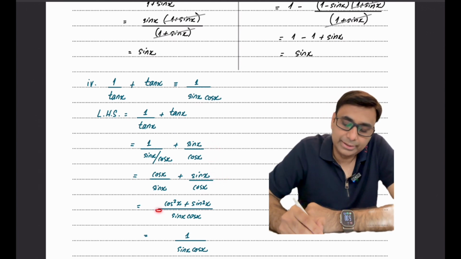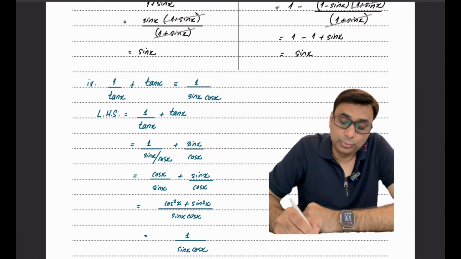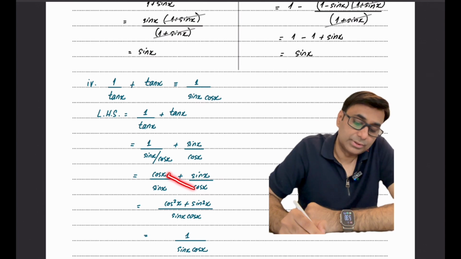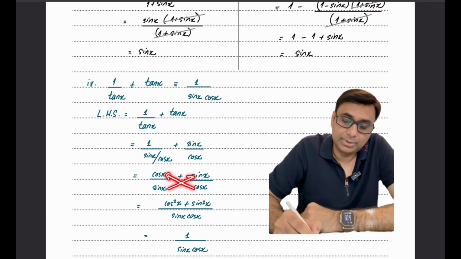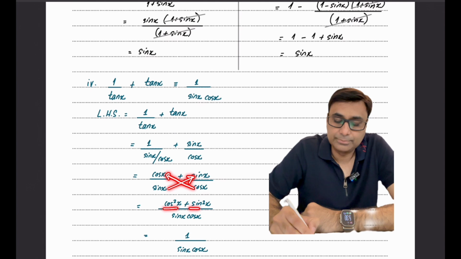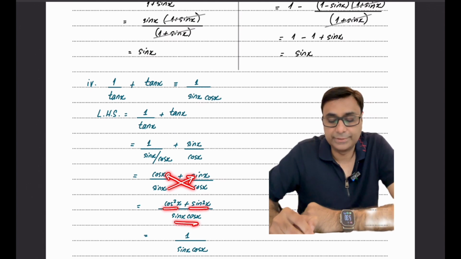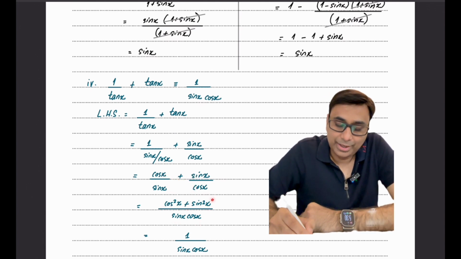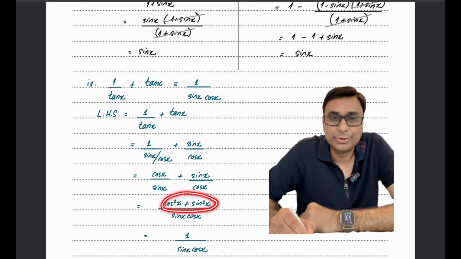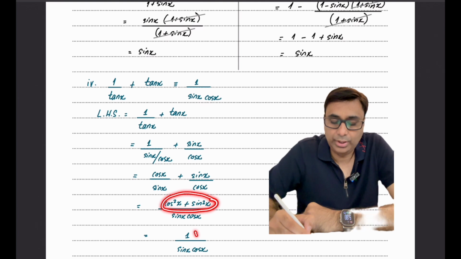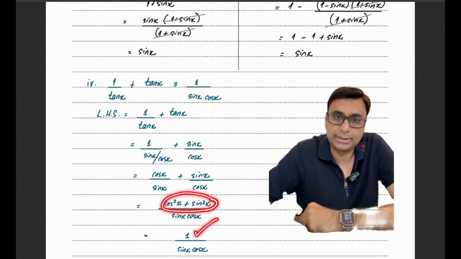And then I'm going to take the LCM. One way to look at this simplification is that this goes and multiplies with this, and this goes and multiplies with this. So cos square x plus sine square x over sine x cos x. And then you will identify again that identity that we use every time, which is sine square x plus cos square x is equal to 1. So we can replace that by 1, and hence it becomes 1 over sine x cos x.